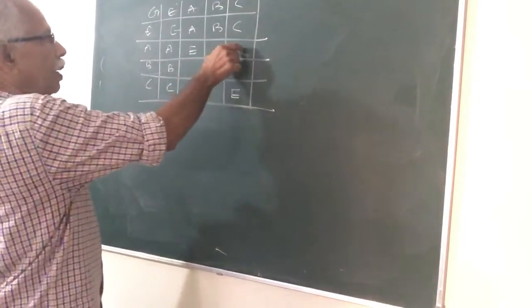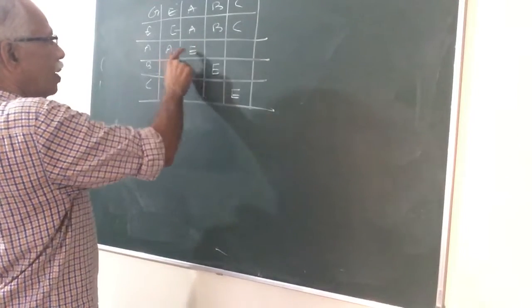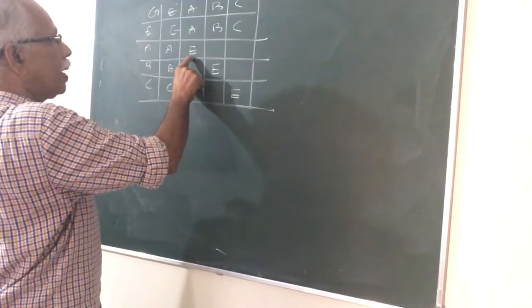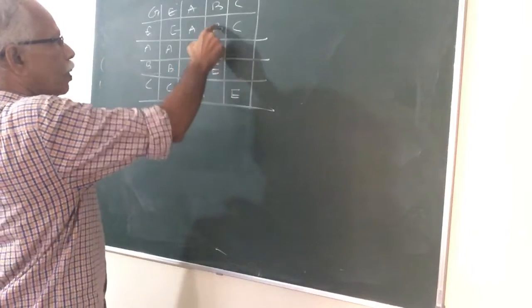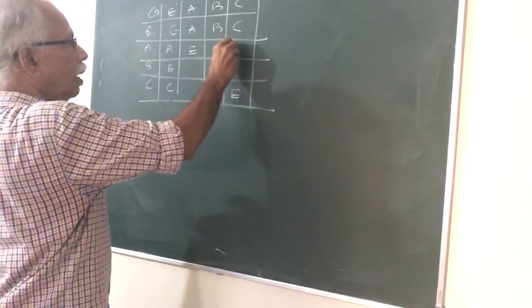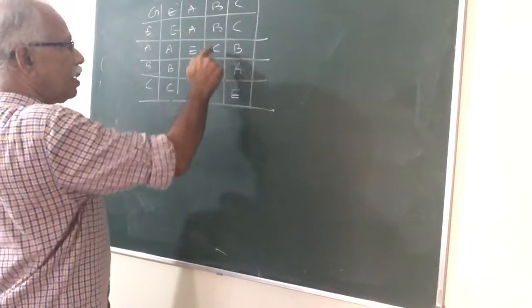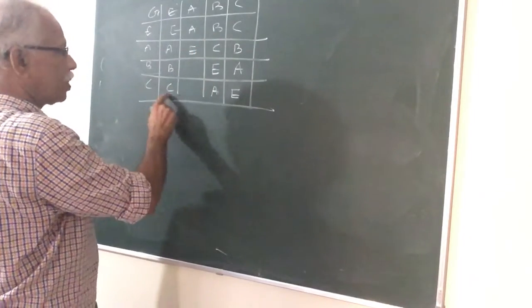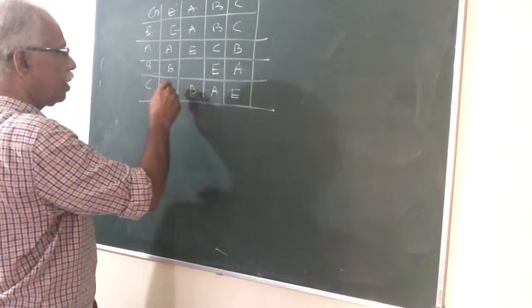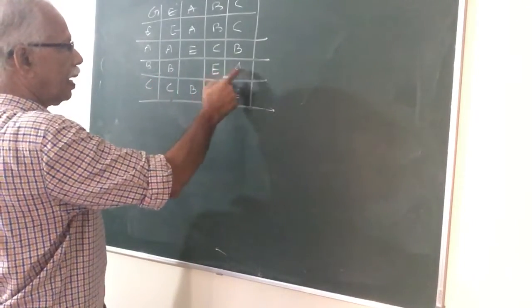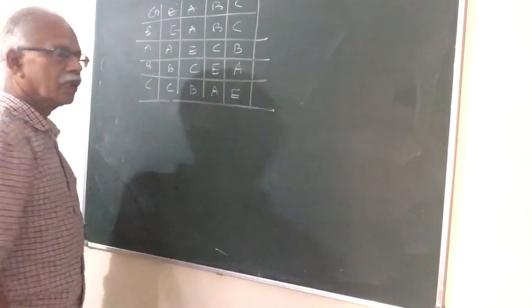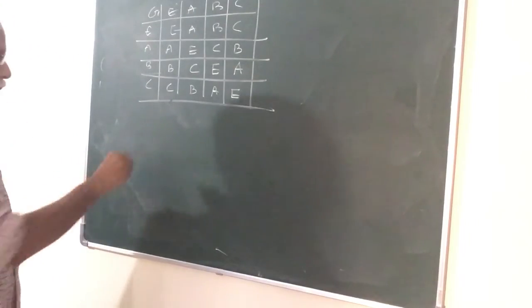Then what will you write here? B, C. A and E are written. What remains are B and C. You cannot put B here because there is already B. So I'll put C and B. C, B, E are there. What is missing is A. B, C, E is there. A is missing. C, A, E is there. B is missing. B, E, A are there. C is missing. So the multiplication table is completed.